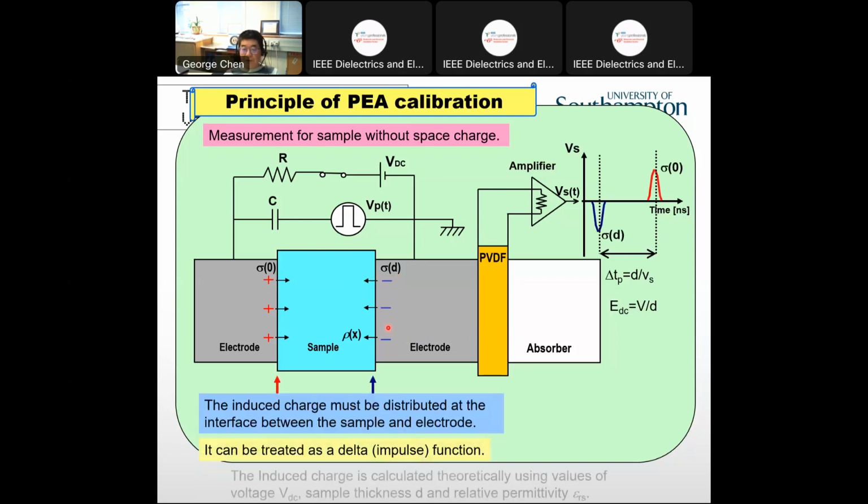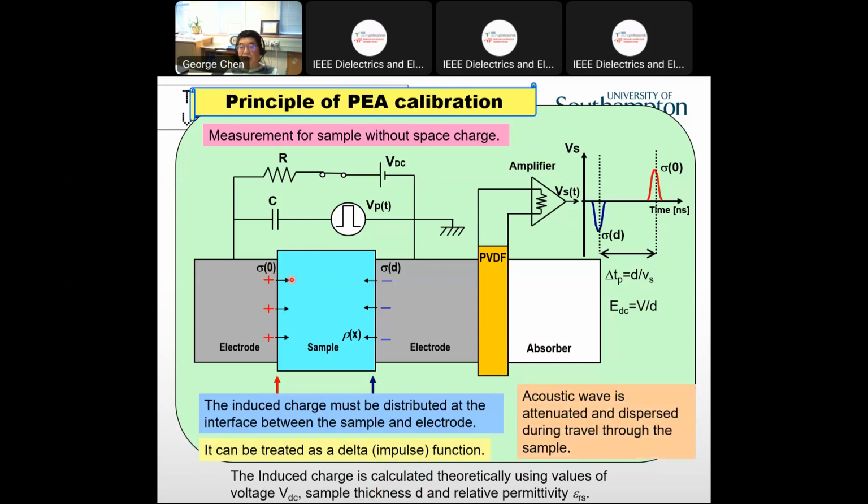And of course, this can actually serve as a calibration, because if we know the permittivity of this material, and we know the voltage we applied, we'll know how much charge is produced at the interface. So we'll be able to calibrate the charge, and therefore know the position and the amount of the charge using such a method.